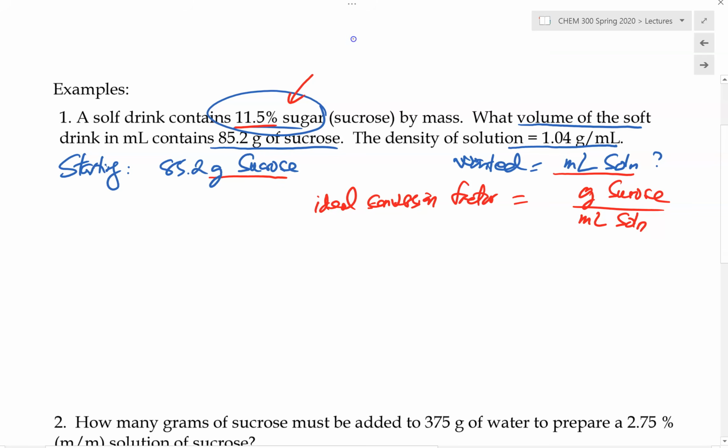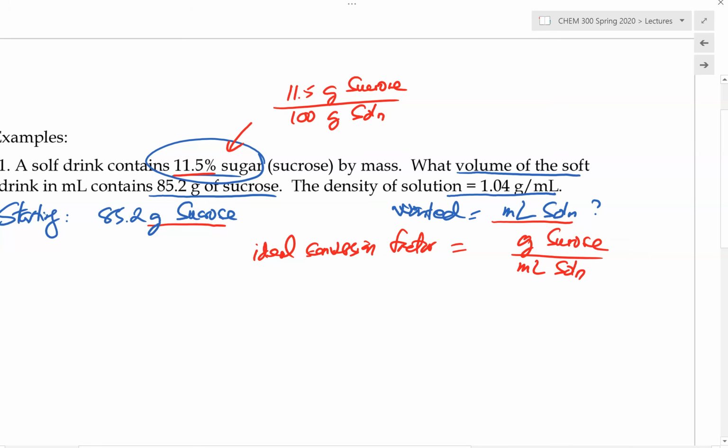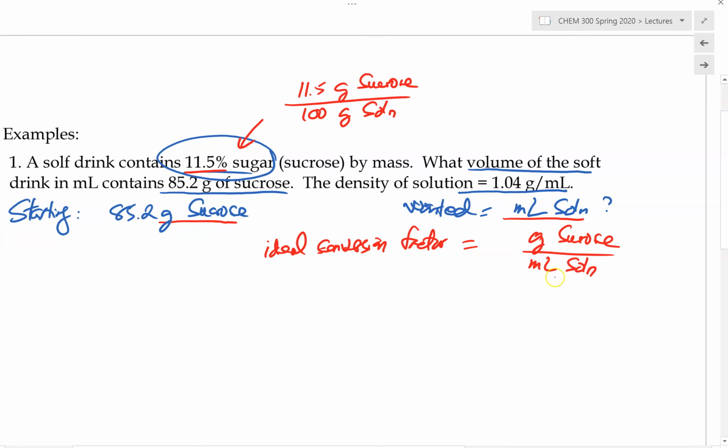This means as follows: 11.5 gram of sucrose over 100 gram of the solution. So that is how this percent by mass is written as a conversion factor. It is exactly what we want. But in this case, we want gram of sucrose into milliliter of solution.